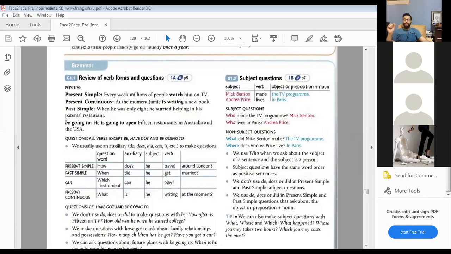Okay, so don't use the auxiliary verb do. Don't use it, all right? This is the idea. And it says here, if you want the last tip. Mohammed, can you read the last tip, please?